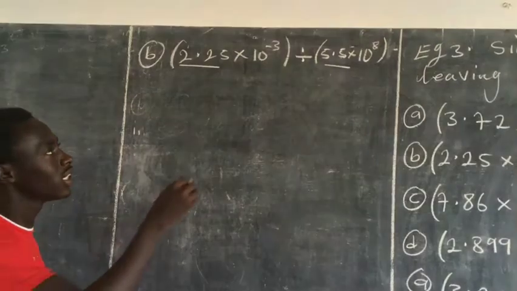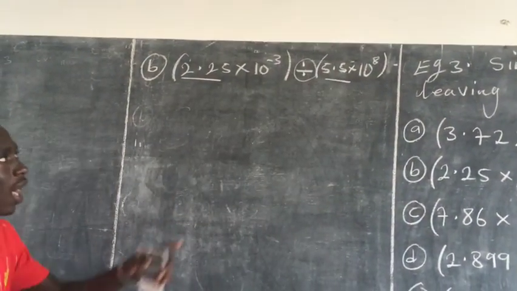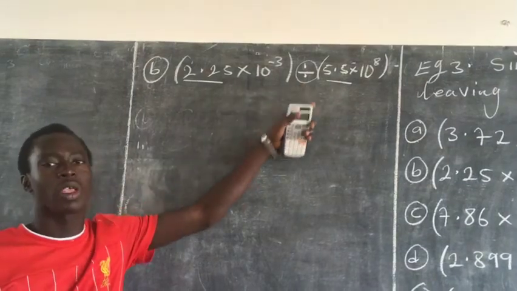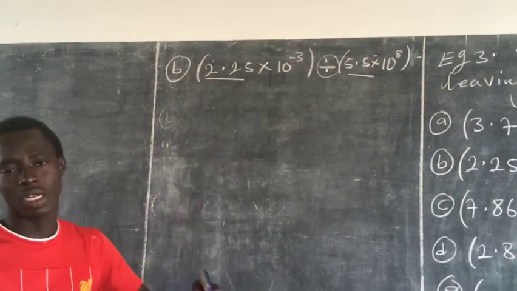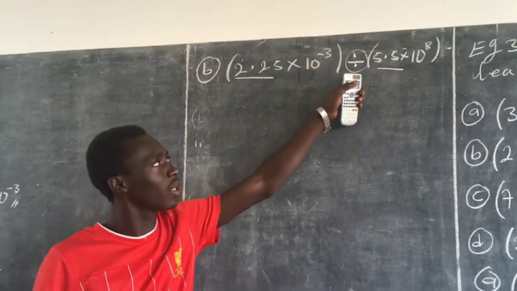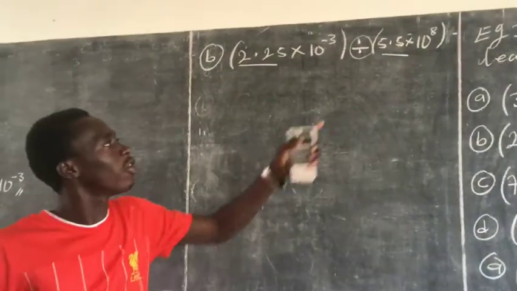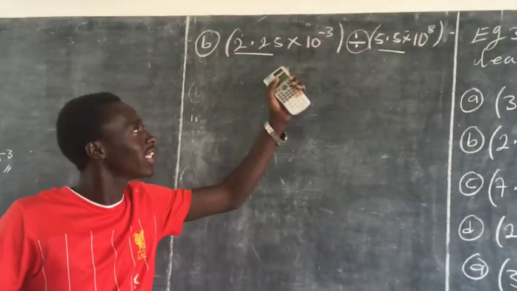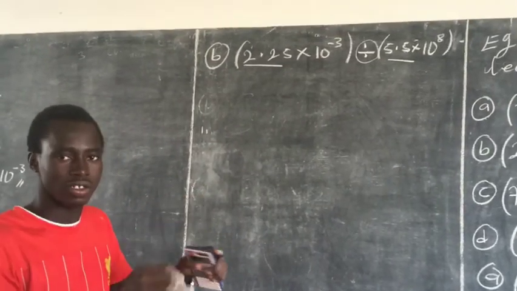Since we have the division sign between them: when you have a multiplication sign between them, you add the powers. When you have a division sign between them, you subtract the powers. That is the difference. If you have a multiplication sign between them, like the first sample A, you add the powers. When you have a division sign between them, like this sample B, you subtract the powers. So you have to divide them and then subtract the powers.